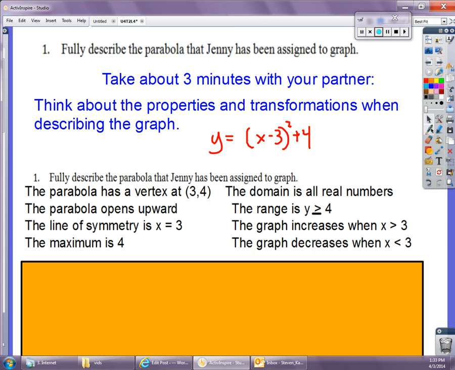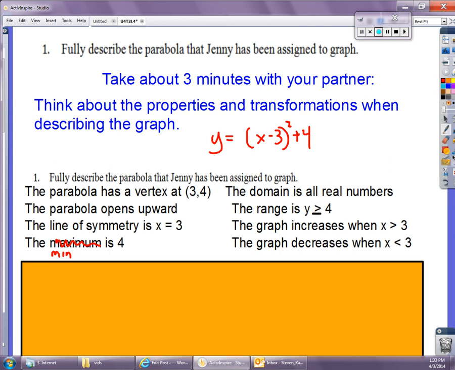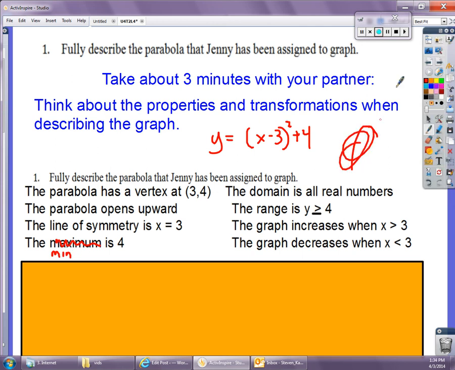This should actually be the minimum is 4, because it gets to a certain low point and then goes back up. And that low point is at (3, 4). So this is actually from lesson 2. But the point is that you can really understand this if it's in vertex form already.